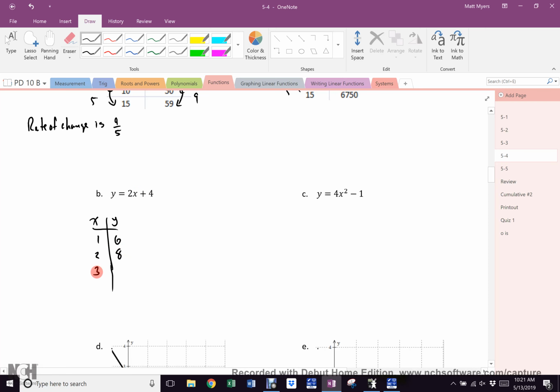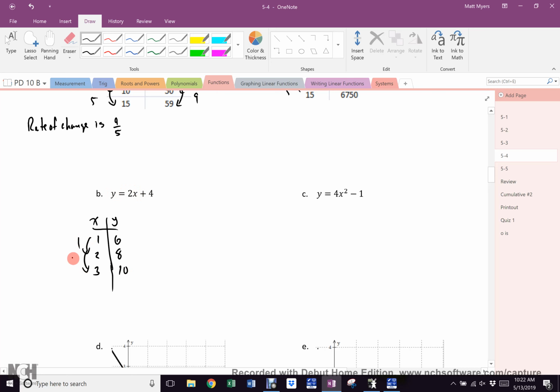What letter does that 3 represent? What number can I write there? 3. I know people are still saying X when I say what number can I write there. I don't get it. What is 2 times 3 plus 4? So what do I write there? 10, because Y equals 2 times 3 plus 4.